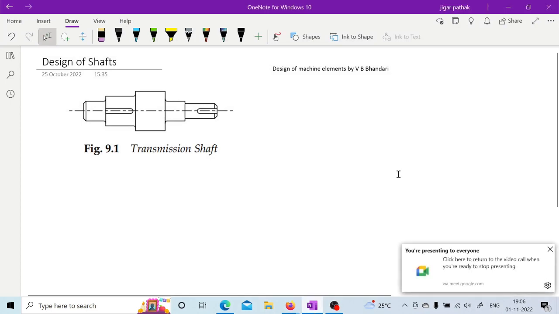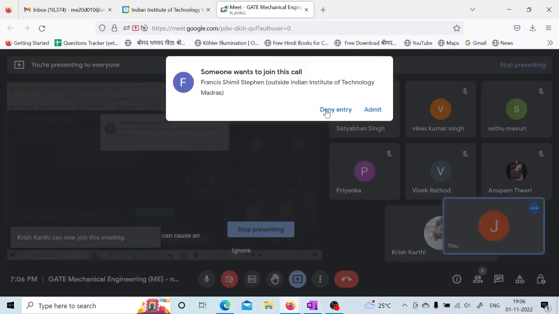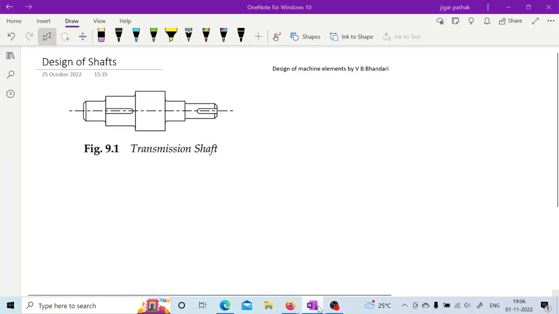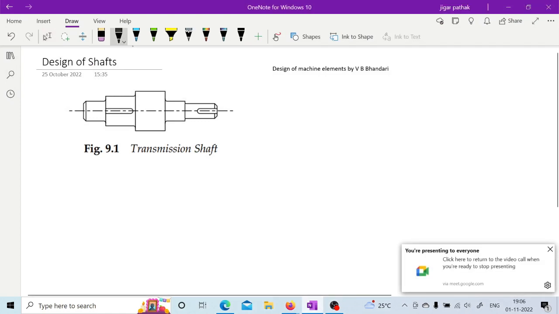So today we will discuss the design of shafts. As you know, most of the time a shaft is used for transmitting motion. So what we are going to discuss is this transmitting shaft, or transmission shaft. As you can see in the figure, this shaft is generally a stepped shaft.